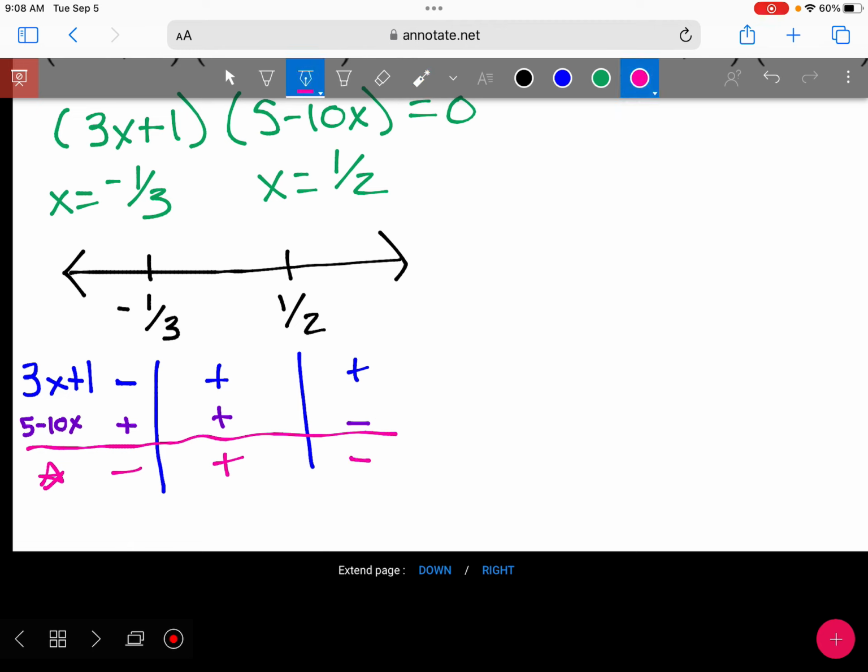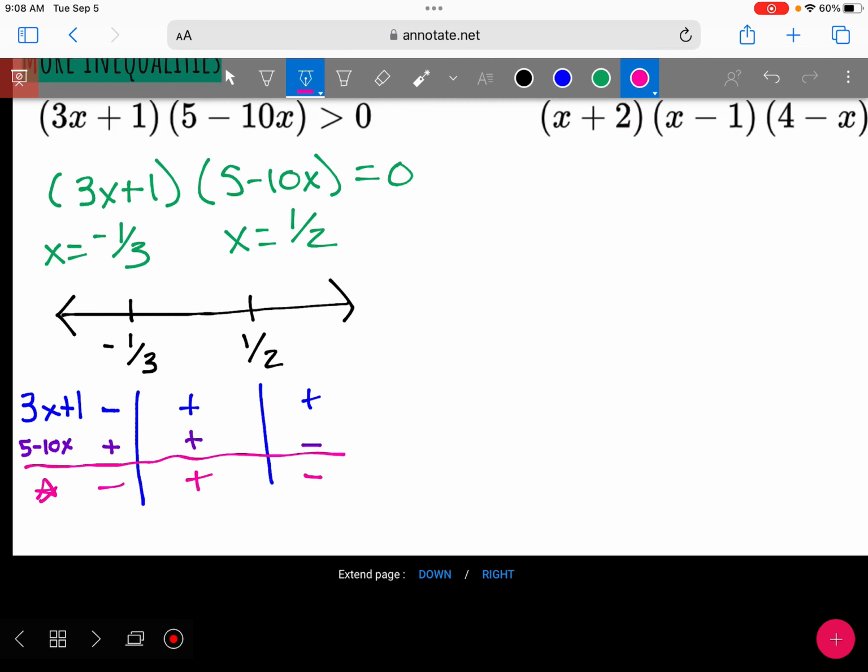So where are our solutions going to be? In the middle. So the solutions to this inequality are in this piece right here. Are negative 1/3 and positive 1/2 included or not included? Not included. So our solution is going to be parentheses negative 1/3 to 1/2.